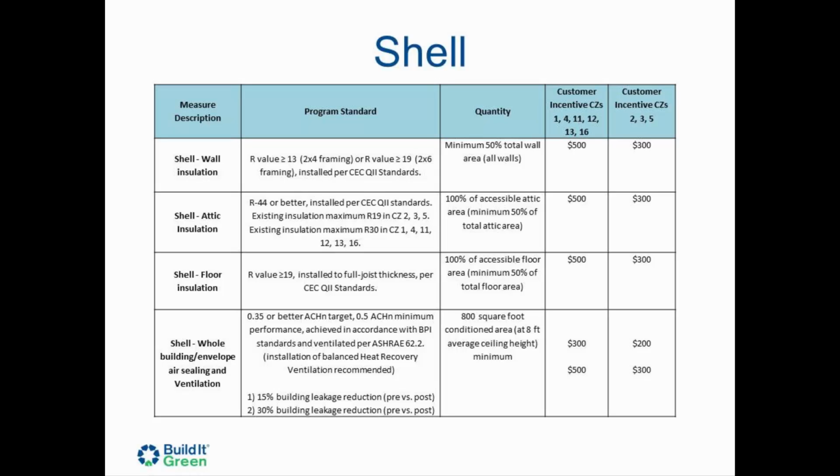If there's a question on the total amount of area that is accessible. Then the last shell measure, whole building envelope, air sealing and ventilation. So 15% building leakage reduction or must reach 30% building leakage reduction, with the 800 square foot conditioned area is the requirement there, minimum.